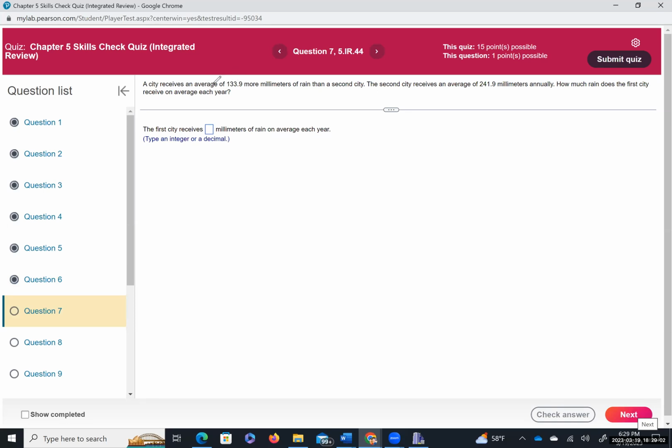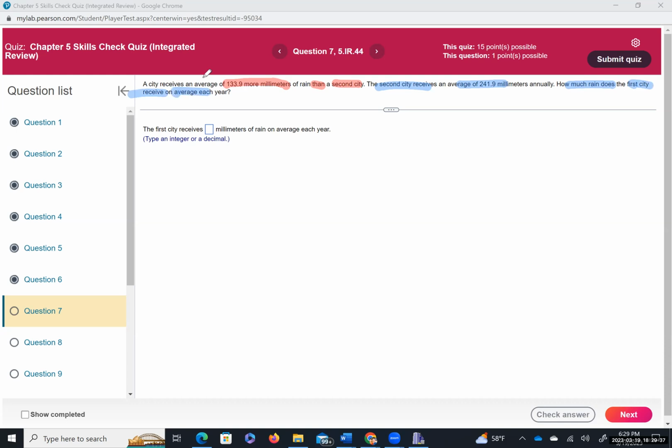A city received an average of 133.9 more. Okay, watch out with this word, more, millimeters of rain than, more than the second city. So what happened? The second city has an average of 241.9. They ask how much rain does the first city receive on average each year?